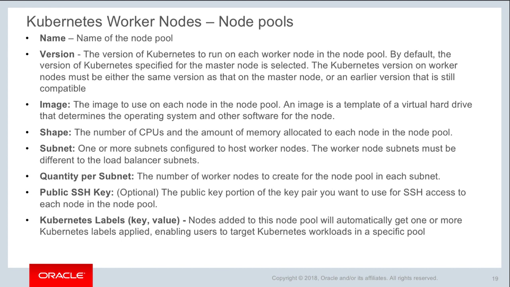You can also provide the Kubernetes labels. So you can provide a key and value in the key and value format. When you provide this, it again helps you to organize your clusters in a better way. So when you have multiple different worker nodes and different node pools within the Kubernetes, you can distinguish those node pools by the different labels that you assign over here.